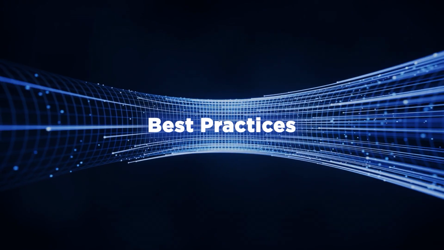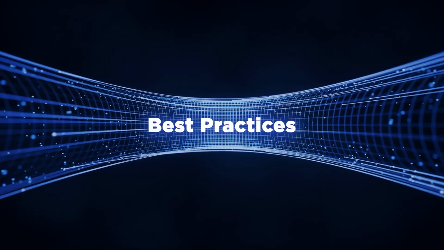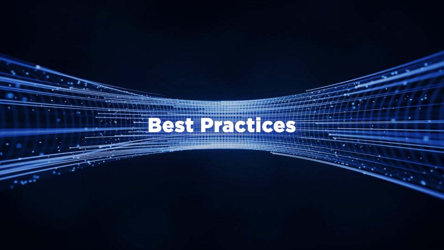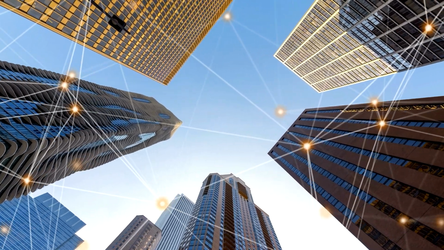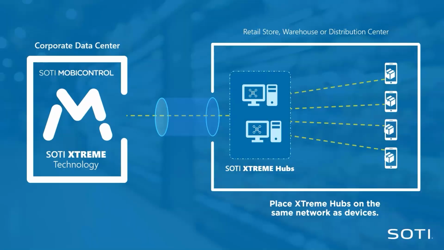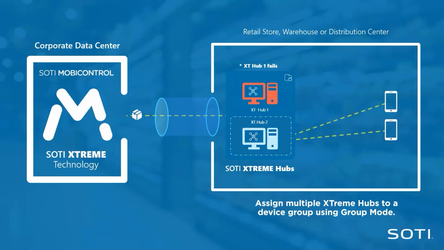Now that you have seen how to configure device settings, let's step back and look at some best practices that can make a big difference, especially in large or distributed environments. These tips will help you get the most out of your XTreme Hub setup. Place XTreme Hubs on the same local network as the devices they serve. This minimizes latency and speeds up file delivery. Assign multiple XTreme Hubs to a group when using group mode to balance traffic and enable automatic failover.